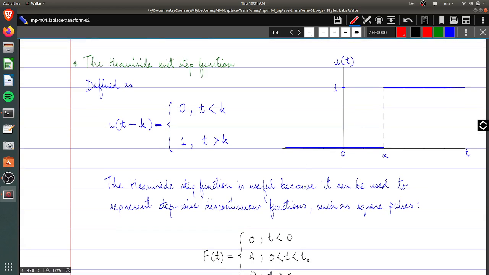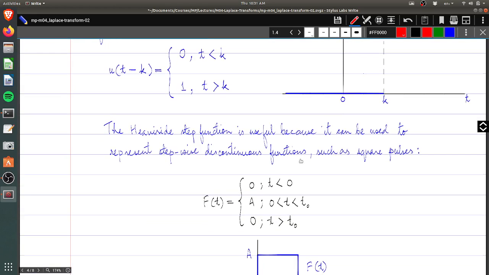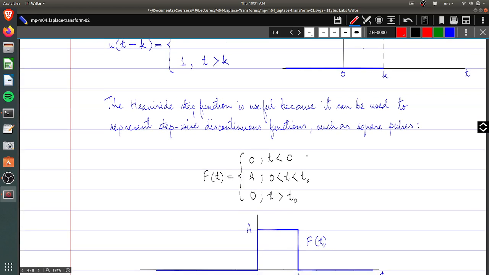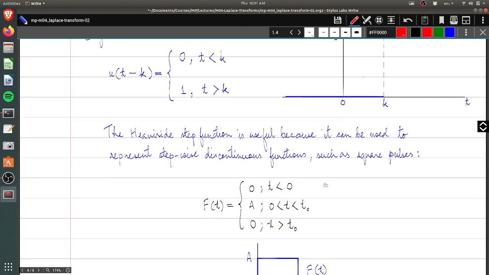Now this Heaviside unit step function is actually very useful because it allows us to represent stepwise discontinuous functions very easily, such as a square pulse in signal processing. If you have a square pulse, then you can represent it very easily using the Heaviside unit step function.